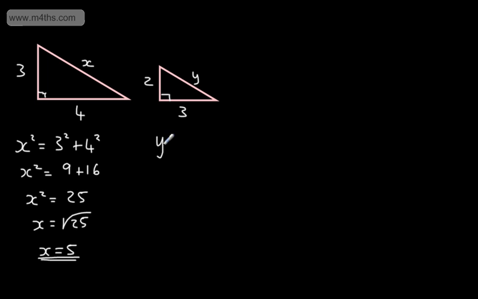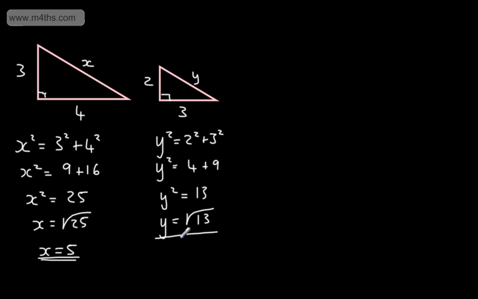If I now look at y, we can say y squared is equal to 2 squared plus 3 squared. We can say that y squared is equal to 4 plus 9. Y squared is equal to 13. Taking the positive root, we can say y is equal to the positive root of 13. Now, this isn't going to give us an integer value. It's not even going to give us what we call a rational value.